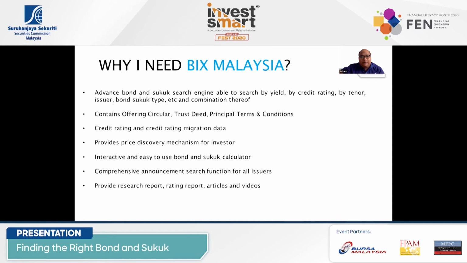So why do you need the BIGS Malaysia advanced bond and sukuk search engine? You are able to search by yield, by credit rating, and so on. And you also have all the documents that you need. You can have the offer circular, trust deed, the principal terms and conditions, where you can find the covenant. And you can also check the credit rating and also credit rating migration. Let's say there's a movement in credit rating, you can check it there.